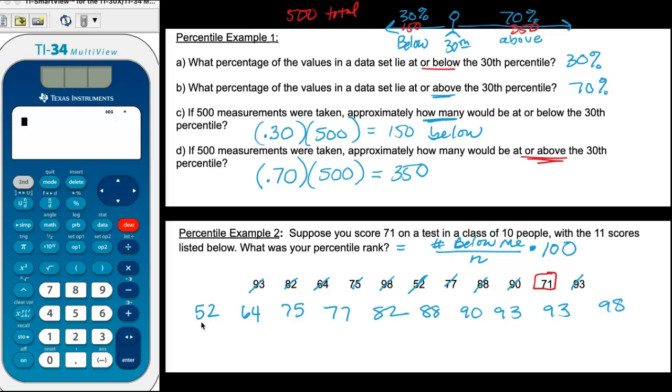Oh, and it looks like I left one out. I did. I left out 71. See, it was a good thing that I counted. So I'm going to go ahead and put 71 right here, and I'm going to put a box around it, and that represents me. And so now I can count how many below me.